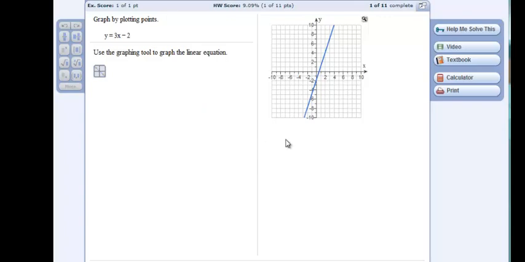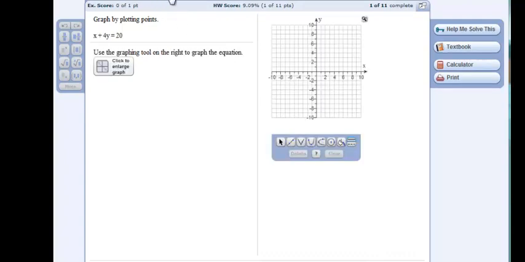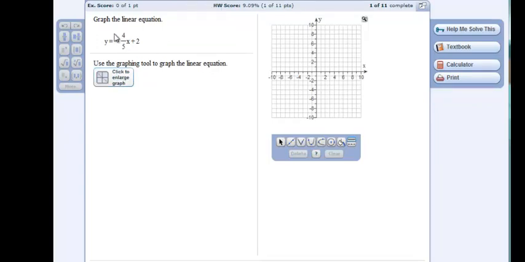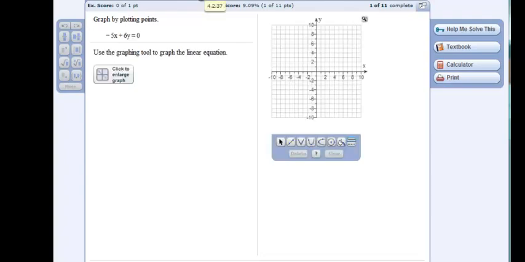Sometimes it can take a little practice learning how to graph with the Course Compass system, but if you need more practice, just keep hitting the similar exercise button. Okay, this one's again graph by plotting points. This one just says graph the linear equation, so you can use whatever method you'd like. Plotting points.